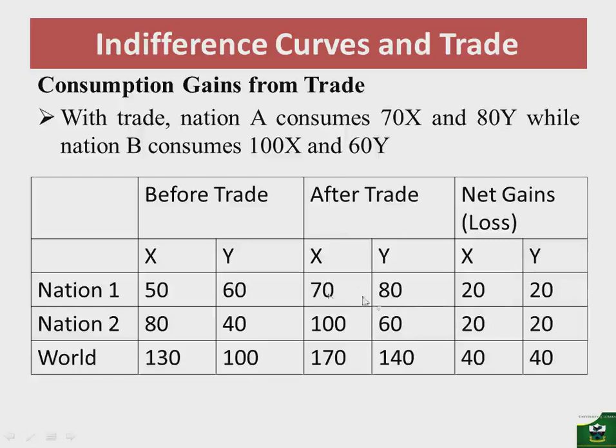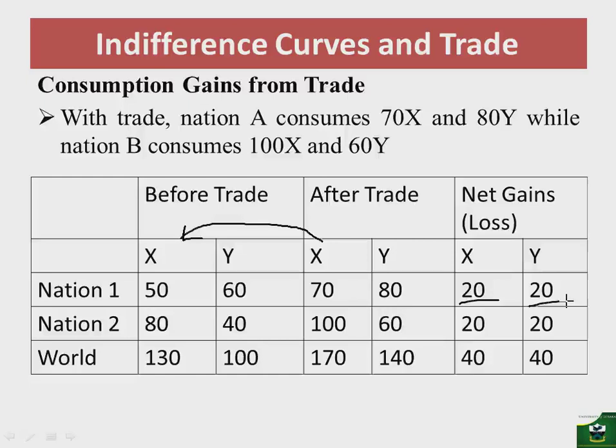And if we compare these with the pre-trade consumption volumes, we see that there is a gain. So for X, we are subtracting the after trade minus the pre-trade, so that we realize a 20 net gain. And for commodity Y, nation 1 will consume 80 after trade, and if we subtract the 60 before trade, we see that nation 1 gains 20 units of Y.